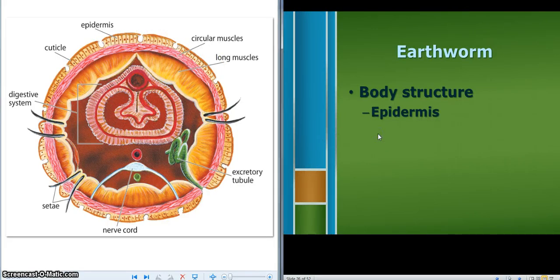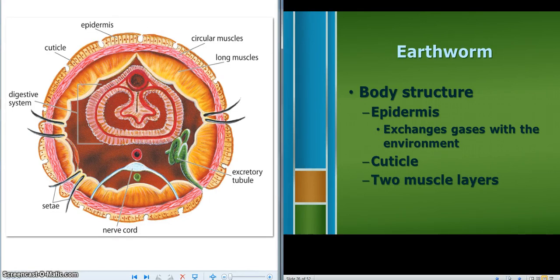The epidermis is also going to be excreting a little fluid. It's going to be secreting a slimy layer, and that slimy layer is called the cuticle. And the cuticle is going to be protecting the earthworm and is going to be helping to keep the earthworm moist so that it can exchange gases, whether it be carbon dioxide or oxygen.